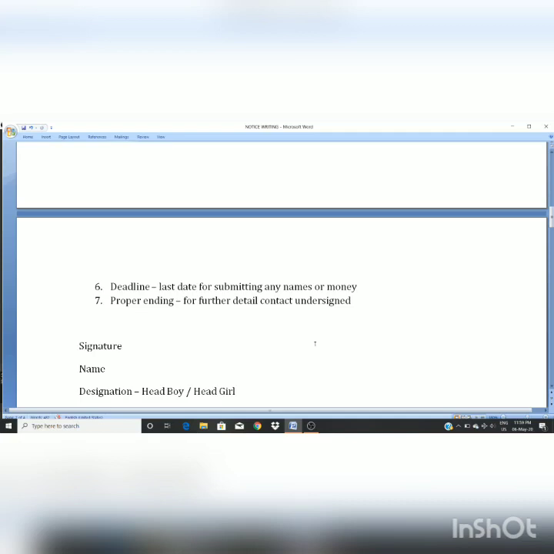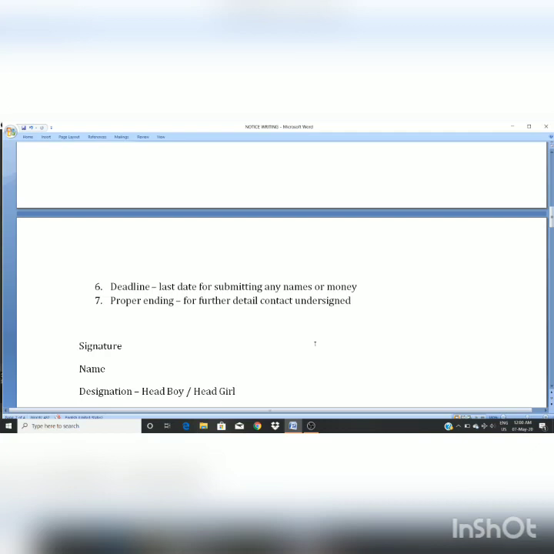Suppose there is a dance competition or debate competition that is going to be held in your school, then you have to give the proper last date, that this is the last day for submitting the name or money. Proper ending, this line itself is a proper ending. For further details, contact undersigned. Undersigned means the person whose name is written at the bottom of the notice.